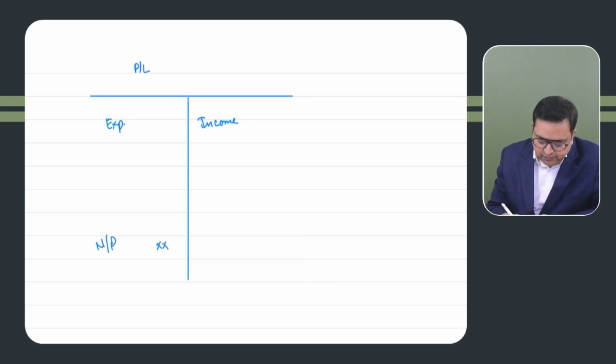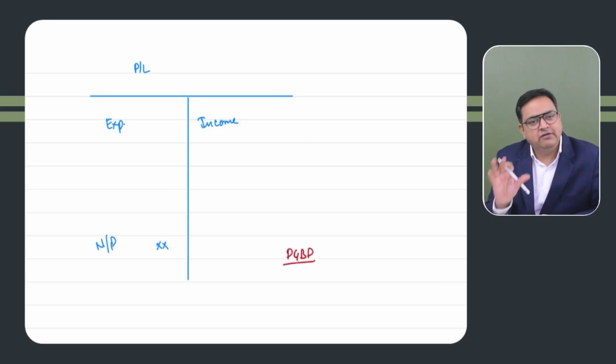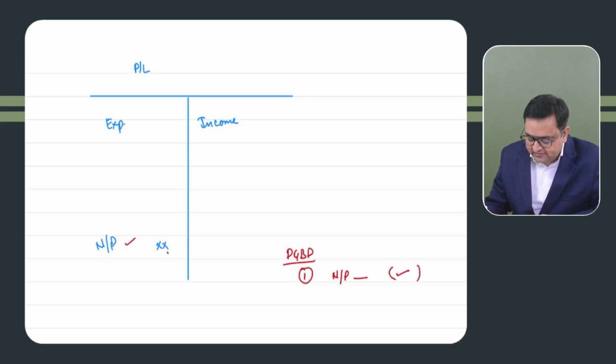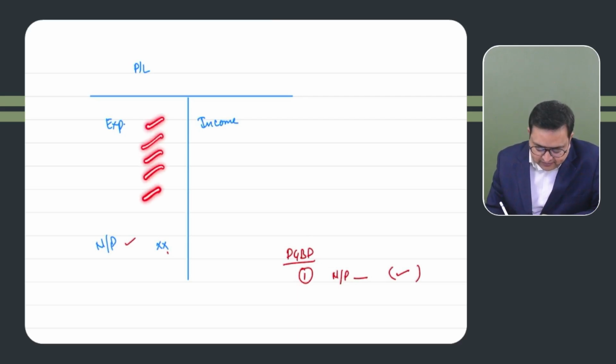Whenever we are computing our PGBP income, we are concerned only with PGBP expenses and PGBP income. So my first step should be net profit as per P&L account. In case of loss, you can write this as a negative figure. That is not a problem. Your second step, look at all your expenses side.